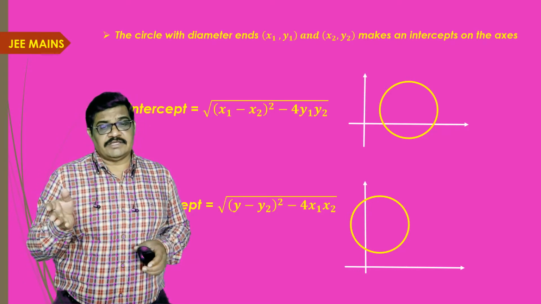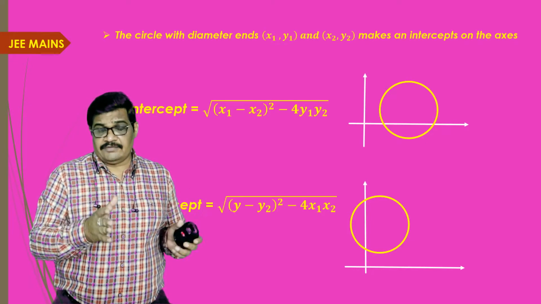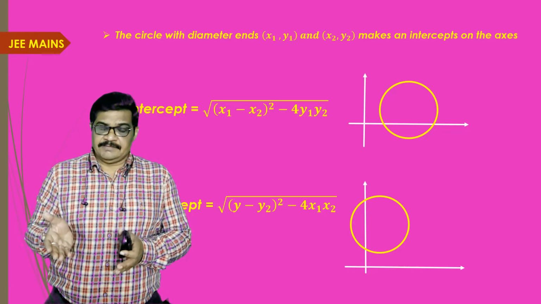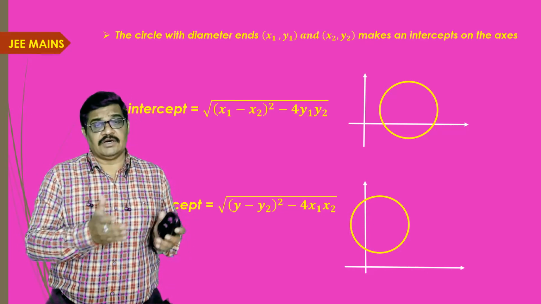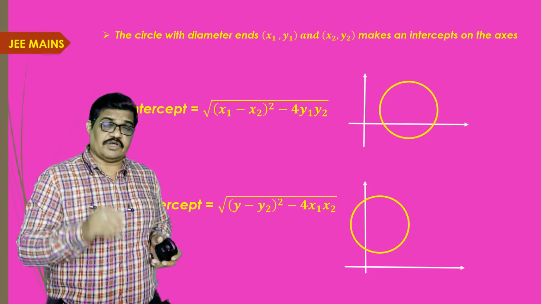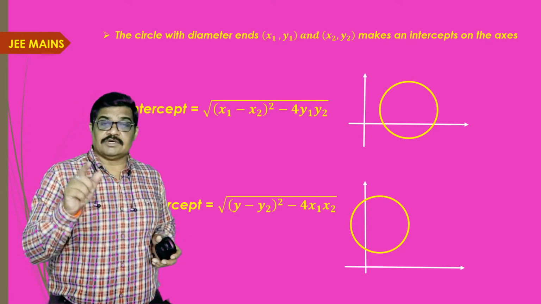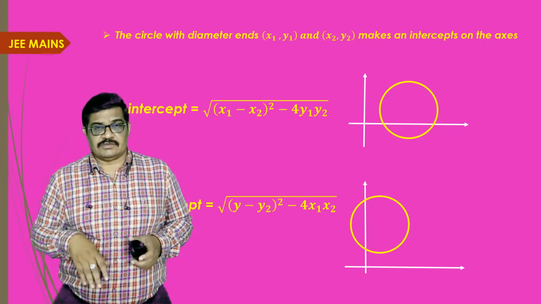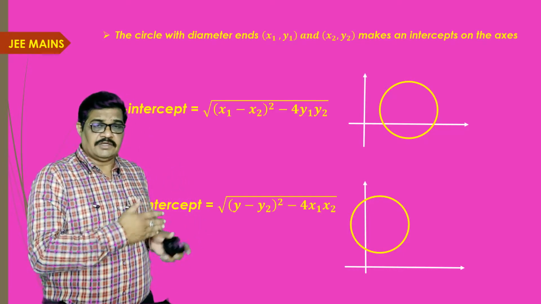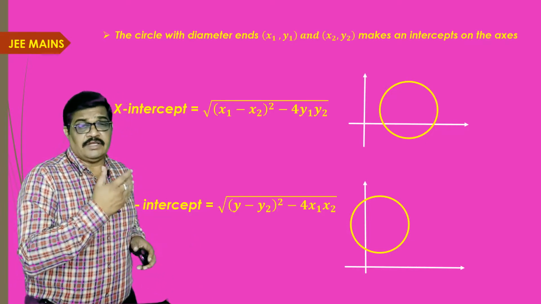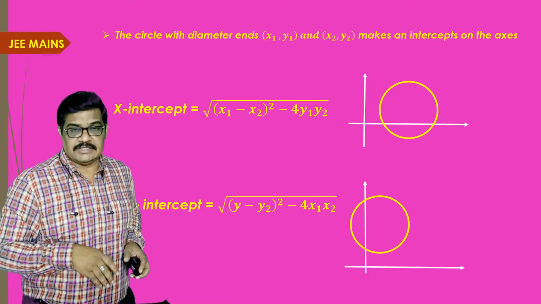Another method is also there: we first write the endpoints of the diameter of the circle, then we get the circle equation. After that, we find the x-intercept using the above formula 2 into root of g square minus c, and the y-intercept is 2 into root of f square minus c. So this is the shortcut method for finding the x-intercept and y-intercept if you are given the endpoints of the diameter of the circle.